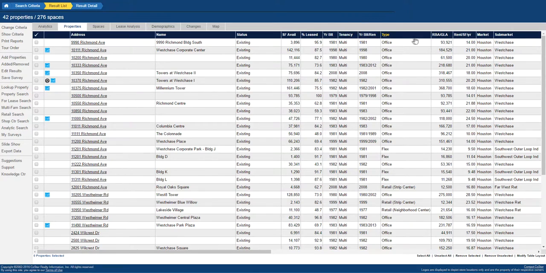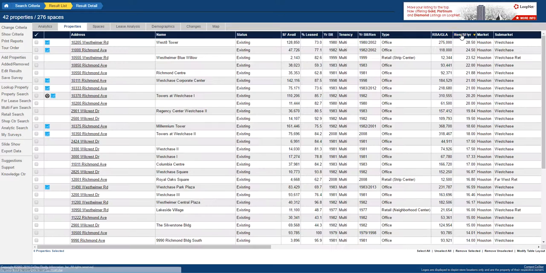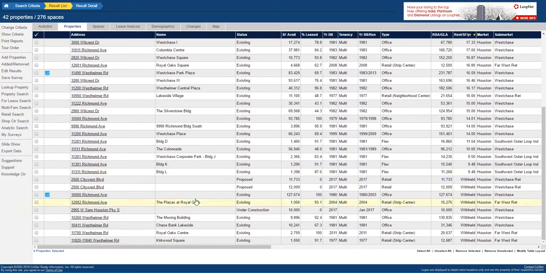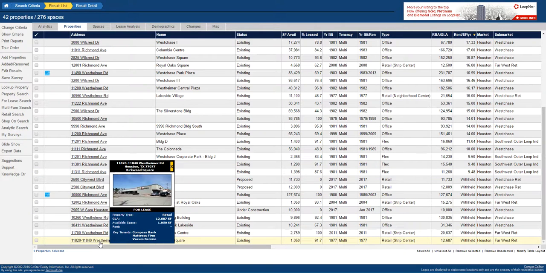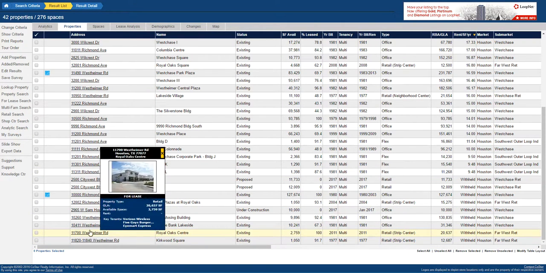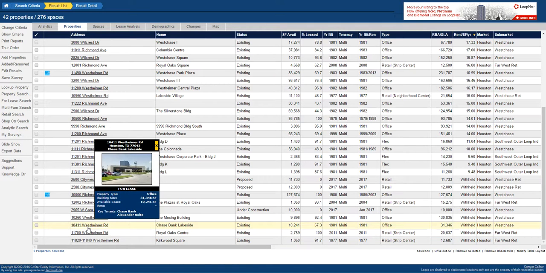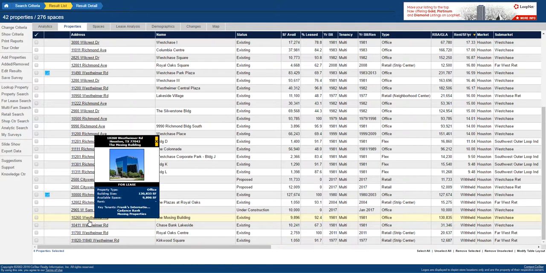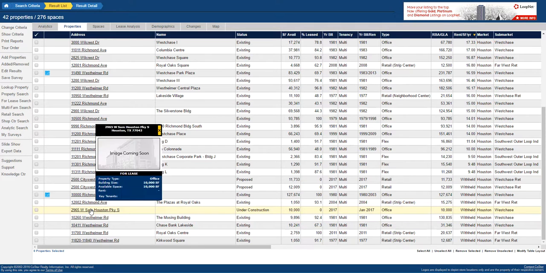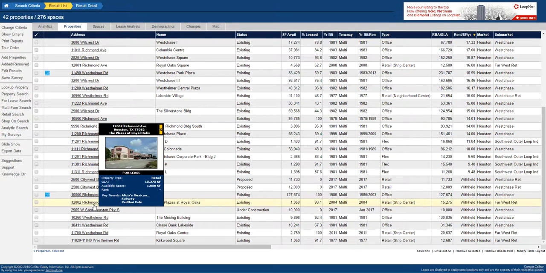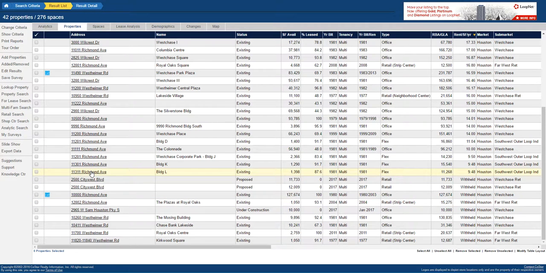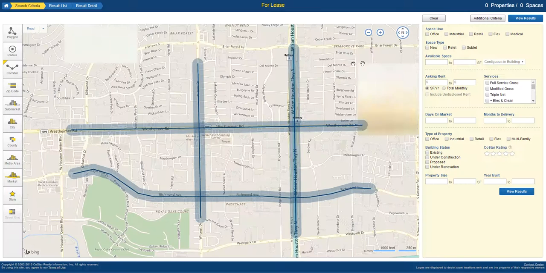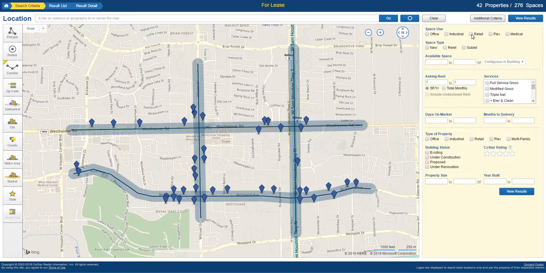From a rental rate perspective, I'm going to sort these by rental rate. So the ones that are withheld, like these, we're going to have to call in and ask. Some of these are not really retail, like you have an office building here. That's why you have to sort these before you see this live. So let's go ahead and start where the rental rate's actually listed. You know what I forgot to do? I forgot to narrow this down to retail.